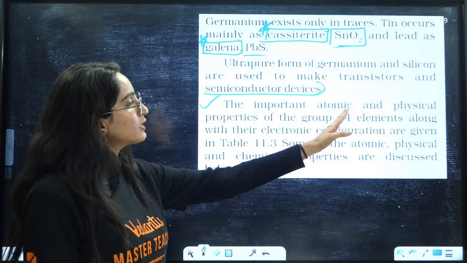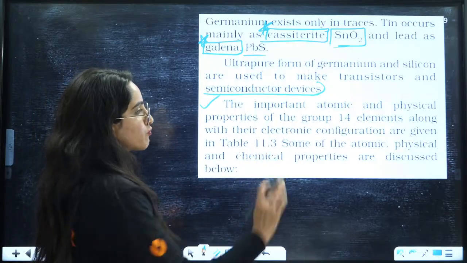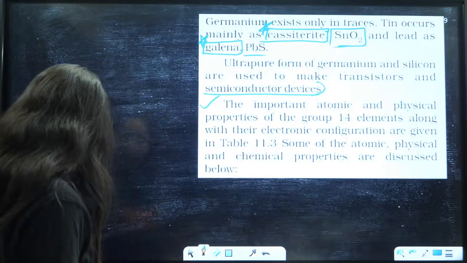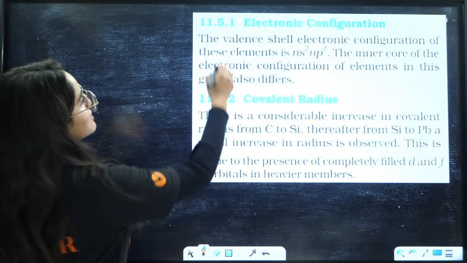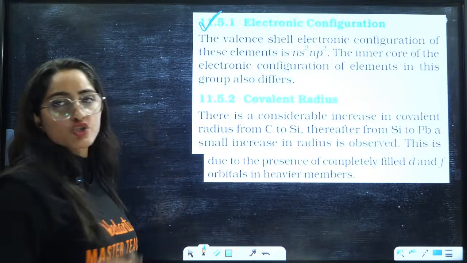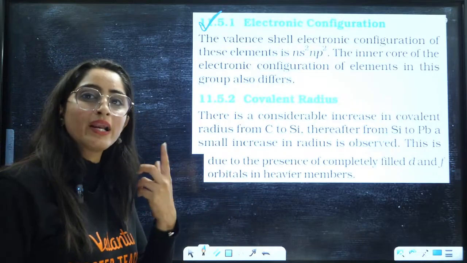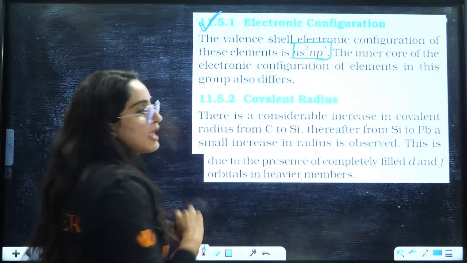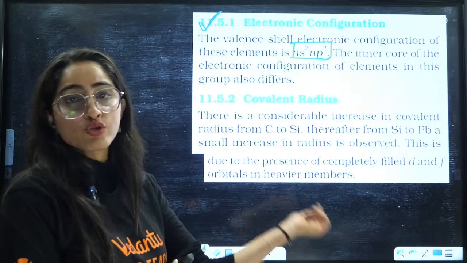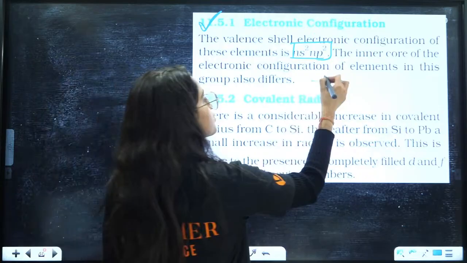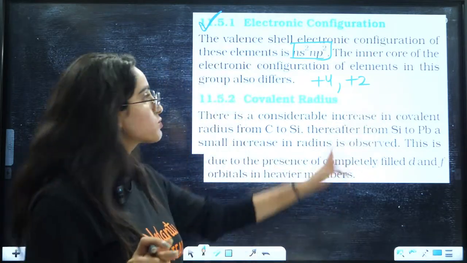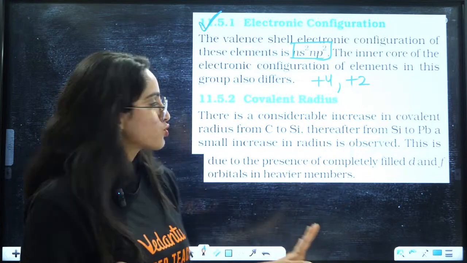The important atomic and physical properties of group 14 elements with their electronic configuration are given in the table. So let us see that. First thing is the electronic configuration. It just adds 2 electrons to the p orbital, so it is ns2np2, right? The highest oxidation state is +4, the lowest is +2, right?